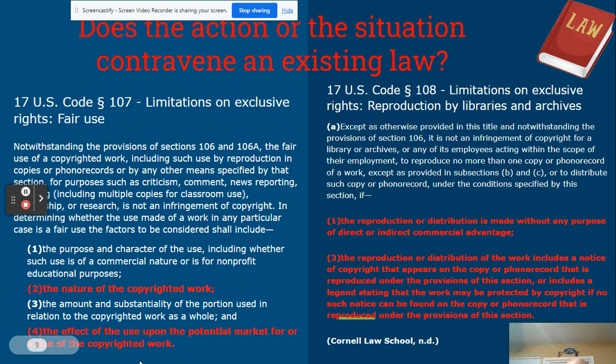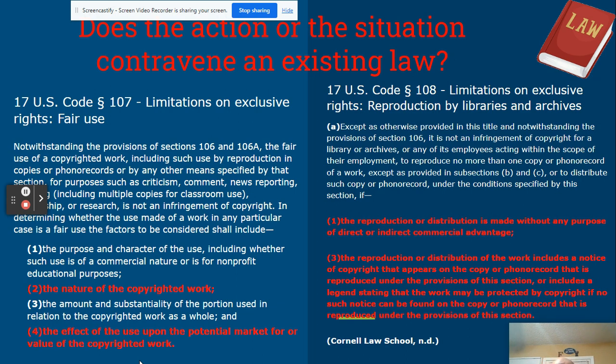And then the other, I highlighted these in red because it specifically correlates to this case study. The effect of the use upon the potential market for the value of the copyrighted work. Those are two big things that hit this, and the Code 108 with copyright. Limitation on exclusive right, except as otherwise provided in the title.